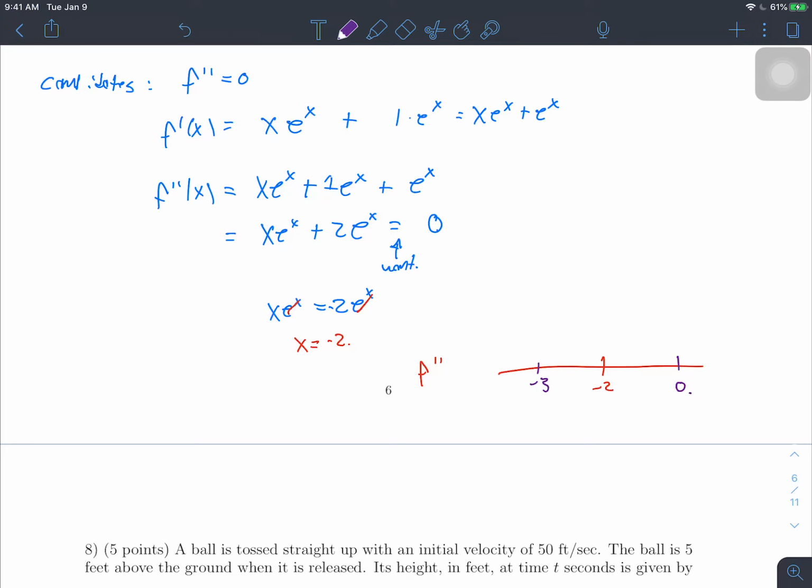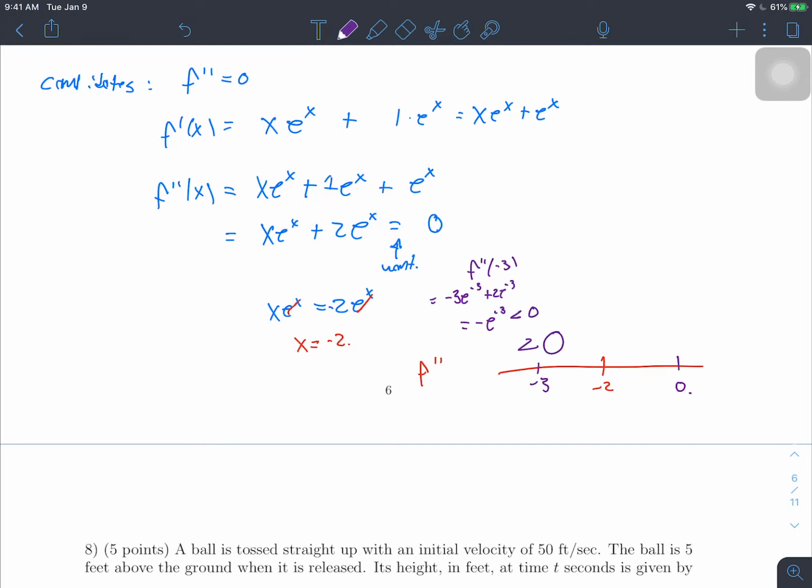Okay, so if I plug in f double prime of negative 3, I get negative 3 e to the negative 3 plus 2 e to the negative 3, which is equal to negative e to the negative 3, which is less than 0, because e to the x is always a positive number, no matter what we plug in, and if we take the negative of it, we're going to get a negative number. So we have less than 0 in this interval here.